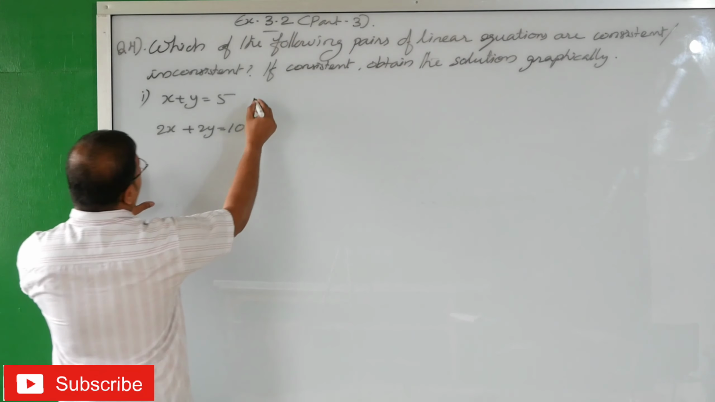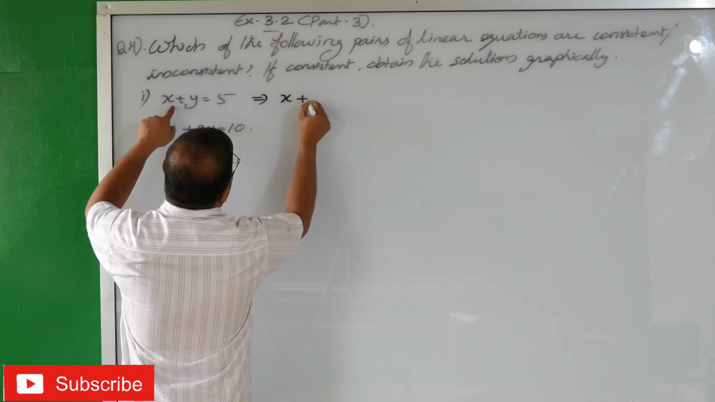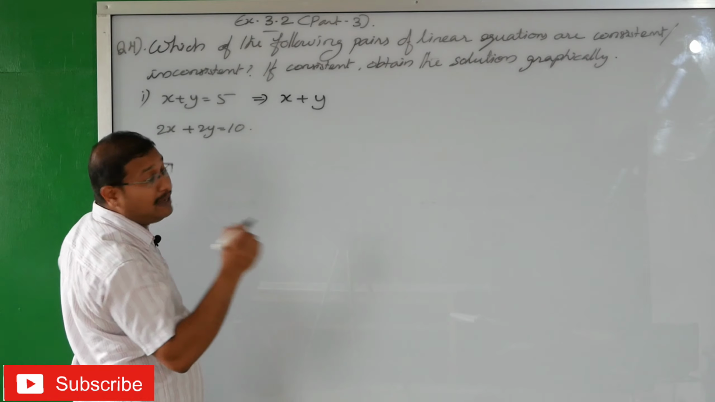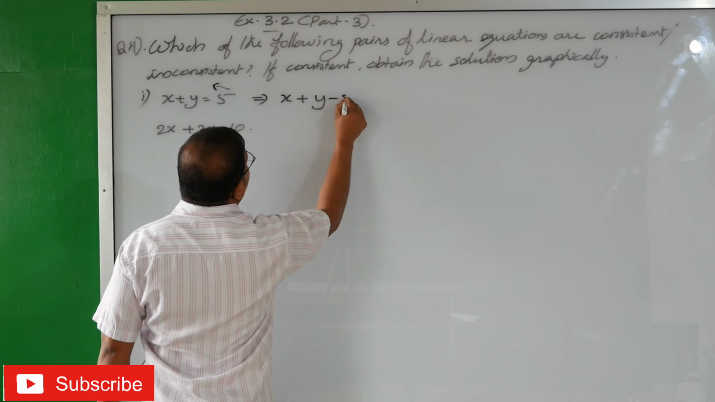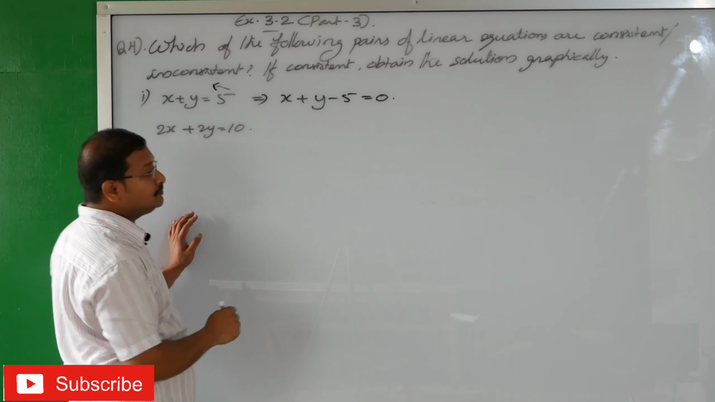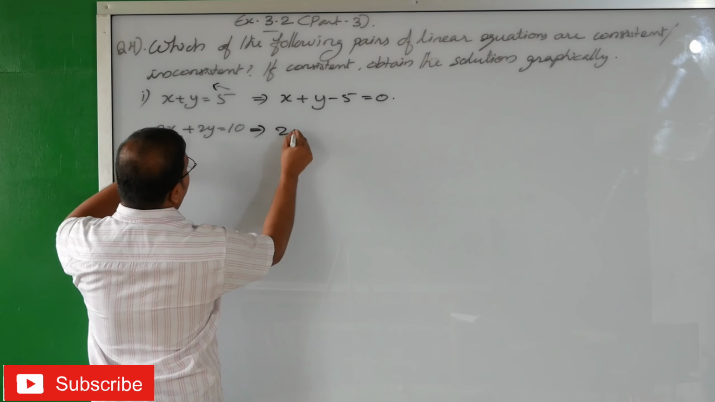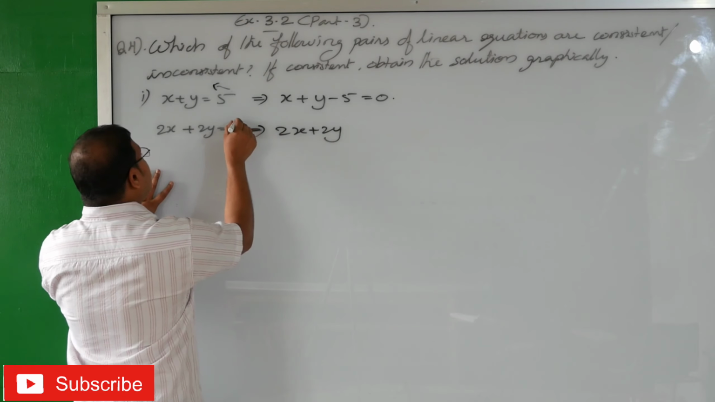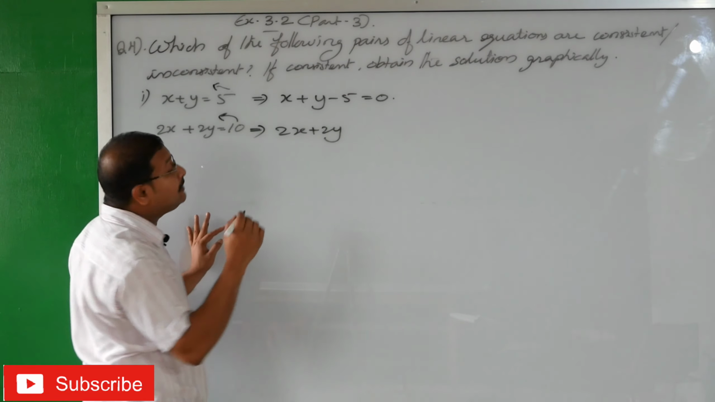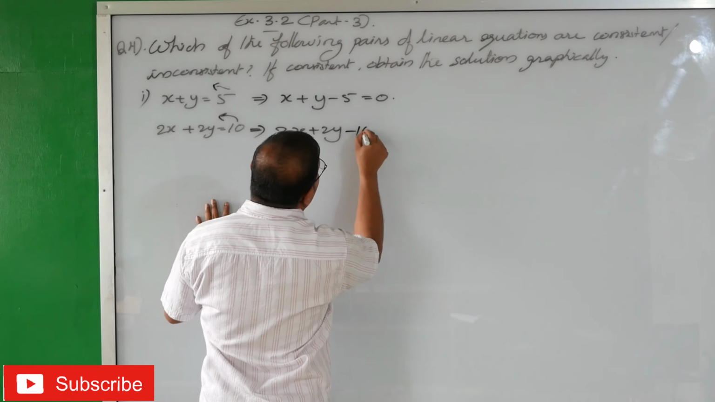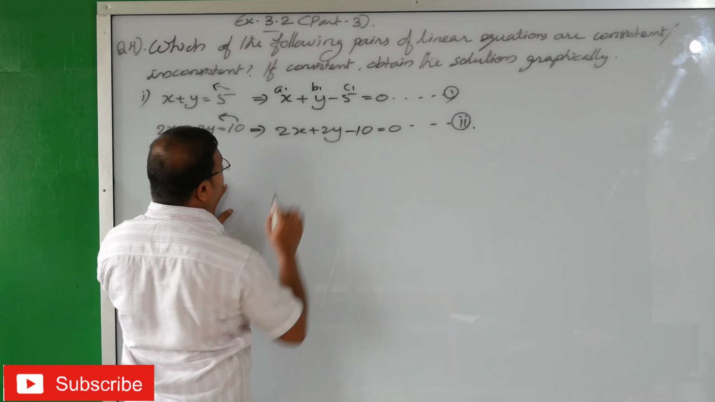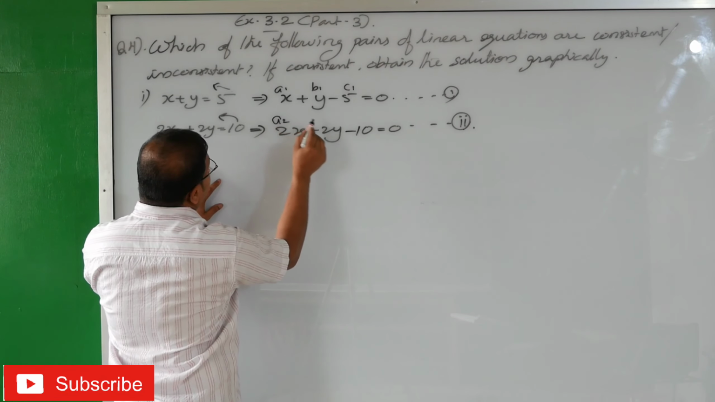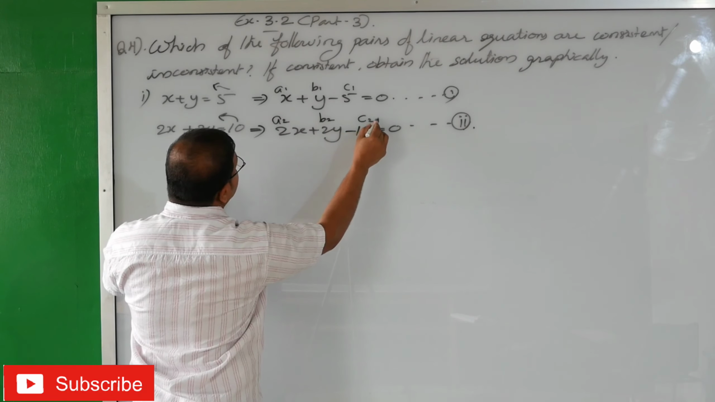Ready? So let's write this one more time. x plus y, this 5 goes to next side, it will be minus 5 equal to 0. Second equation, 2x plus 2y, 10 goes next side, minus 10 equal to 0. Of course, the first one is equation number 1. This is equation number 2. After that, from the first equation, we'll write a1, b1, c1. From the second equation, we will take a2, b2 and c2.